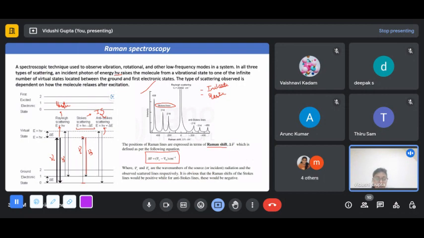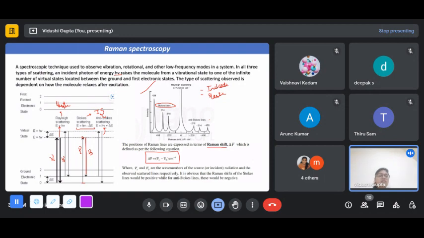And it is also obvious that the Raman shift of the Stokes line would be positive while that of the anti-Stokes would be negative, because you know that in the Stokes line the molecule after being excited relaxes back to a lower level, so it will be a positive Raman shift for the Stokes, while for anti-Stokes it will be negative.